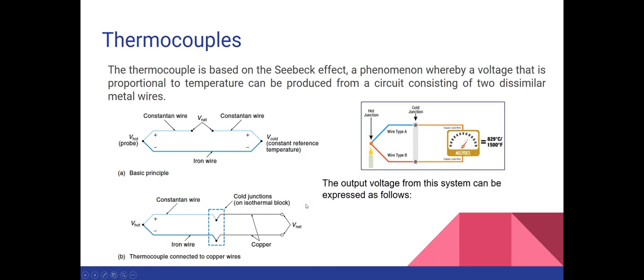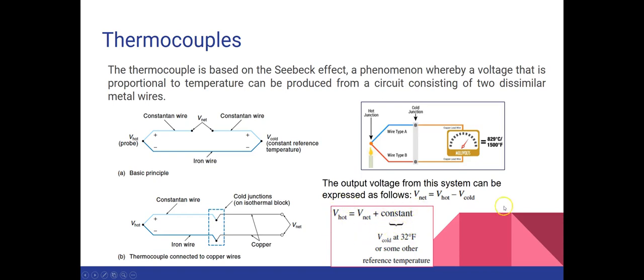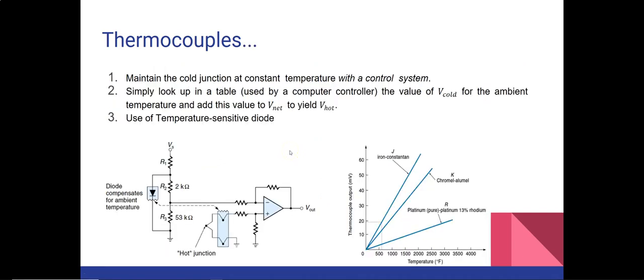Now the output voltage from this system can be expressed by this equation: V net equals V hot minus V cold, and this V hot can be put over here, and we can rewrite this equation in this form, where this V cold is the constant. This V cold can be at 32 degree Fahrenheit or some other reference temperature according to our application of the system. Now, traditionally, the reference temperature, which is the cold voltage, let's go back here.